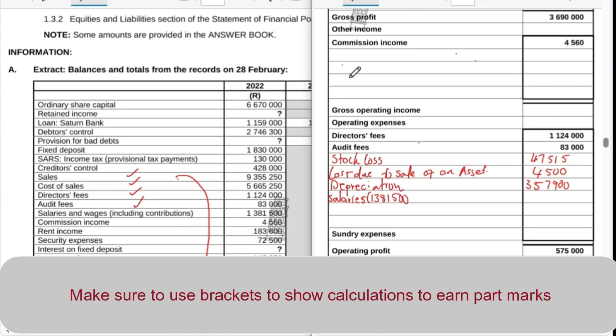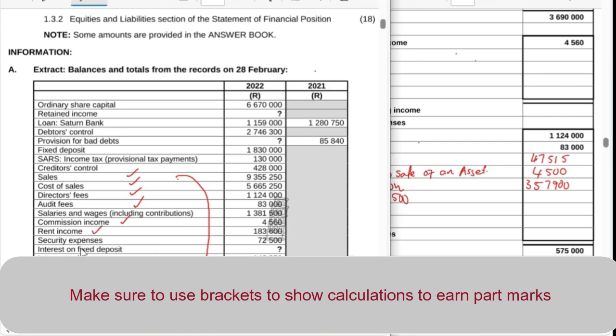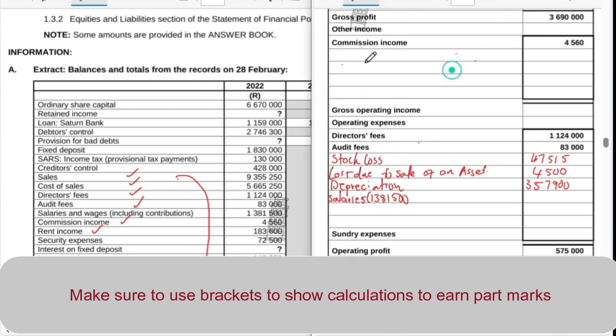And then commission income has been provided, and then rent income, because it's an income to us, then it must be recorded under what? Other incomes. And then we are going to write what? Rent income. And then the opening amount for rent income, it's how much? 183,600.